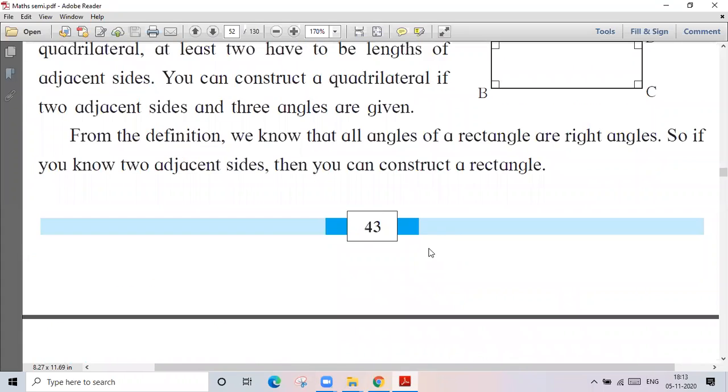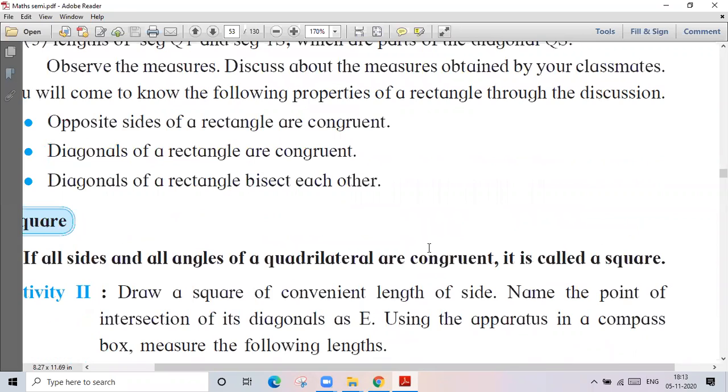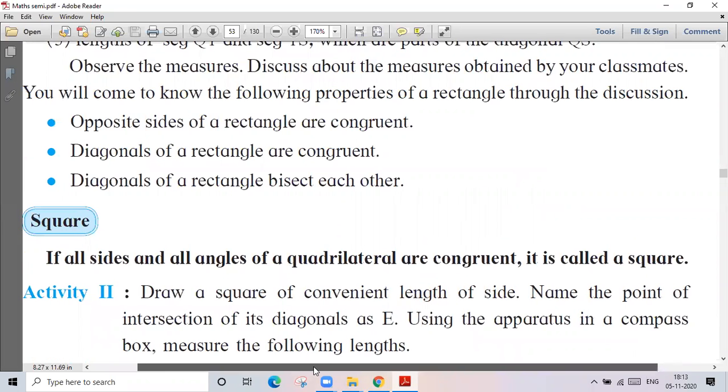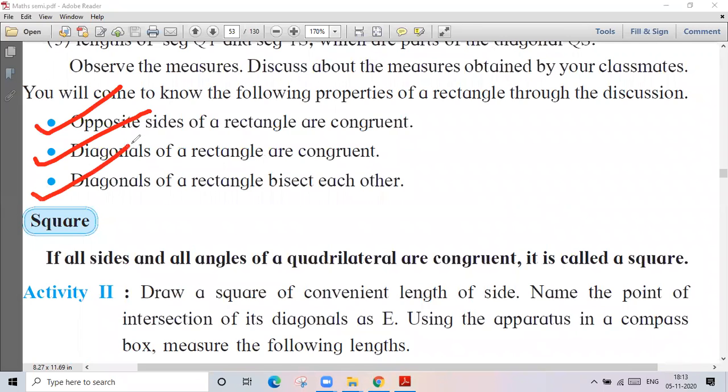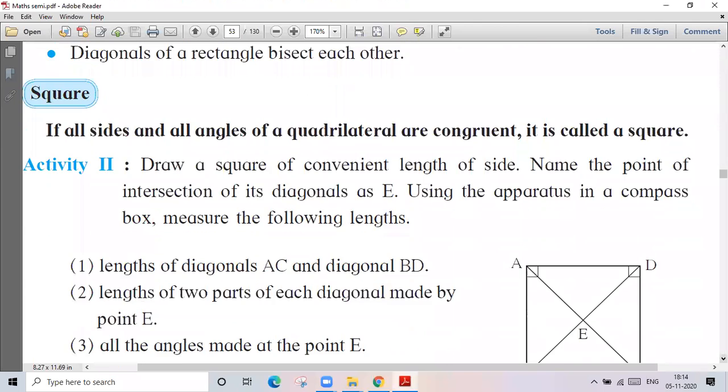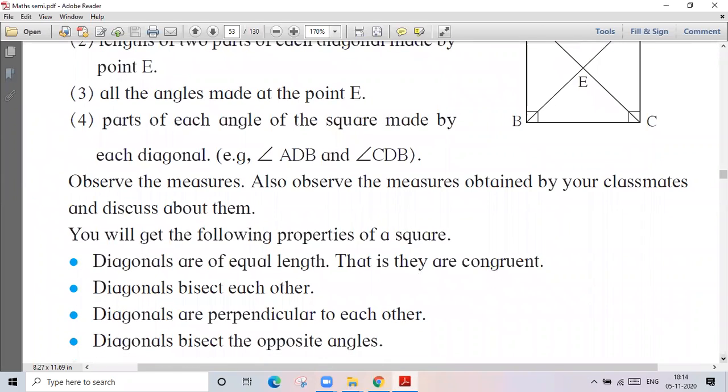What we have seen: we'll start with the rectangle. The properties of a rectangle are what? The first property is that the opposite sides of a rectangle are congruent. Second, diagonals of a rectangle are congruent, and diagonals of a rectangle bisect each other. These are the three properties you should remember. Then we have seen a square. The properties of a square: diagonals are of equal length, that is, they are congruent. Diagonals bisect each other, diagonals are perpendicular to each other, and diagonals bisect opposite angles.